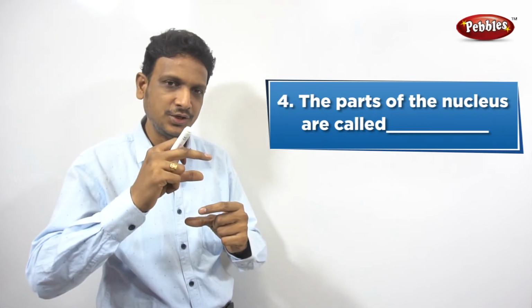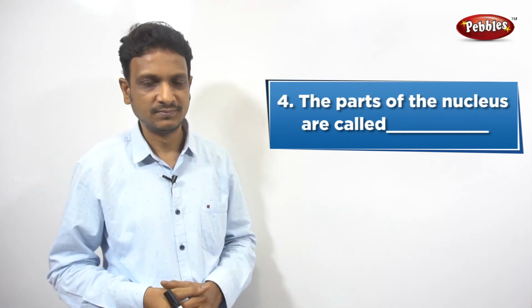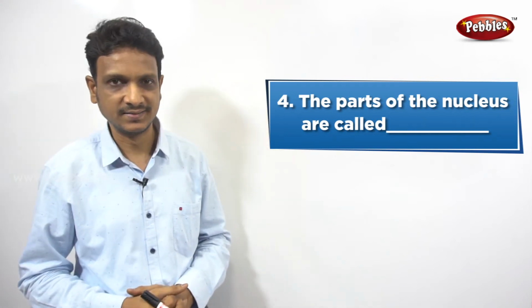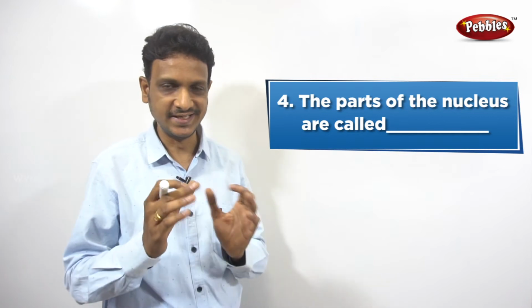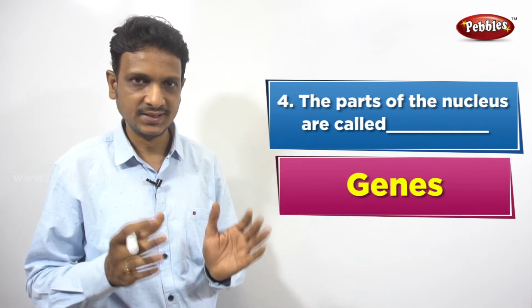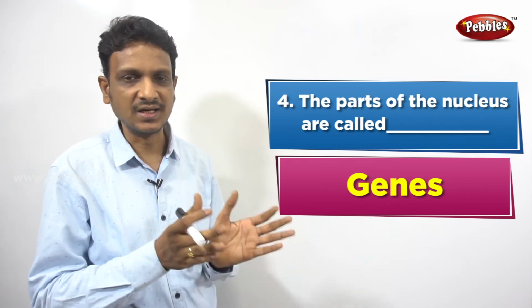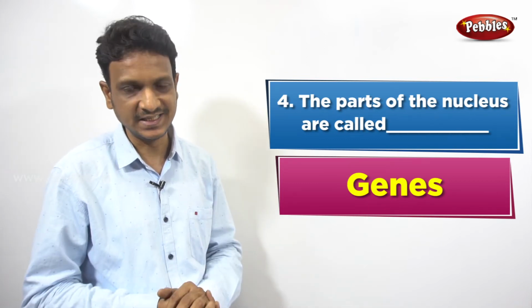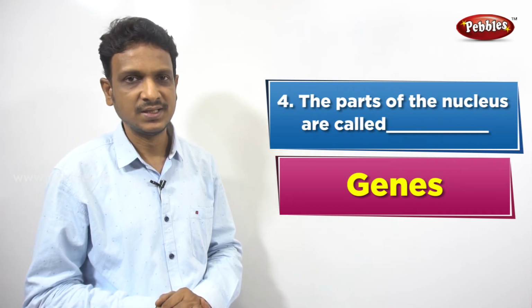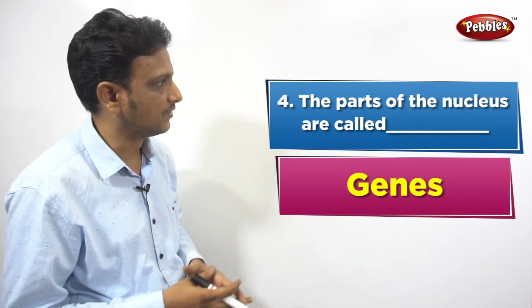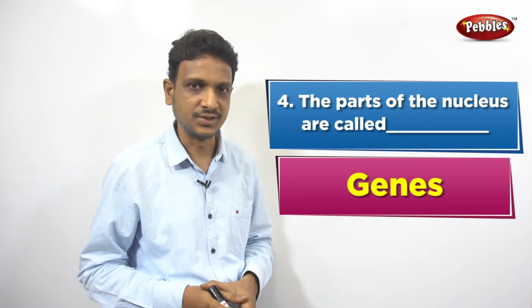It has got so many units, functional units. What are those units called? They are called genes. So these genes are responsible for the expression of traits, right? So these are the units of the DNA. Let us see the next question.